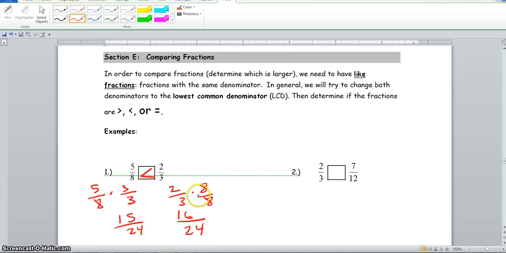Now remember, we had to find that common denominator, the least common denominator. So now we go here using the same method. The least common denominator of 3 and 12 we know is 12. So we have 2/3 times 4 over 4.